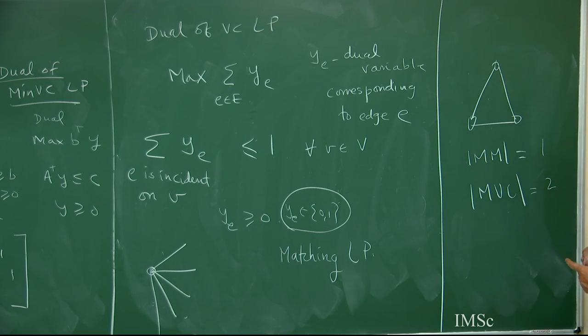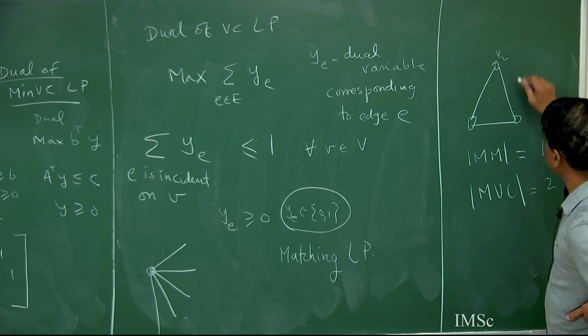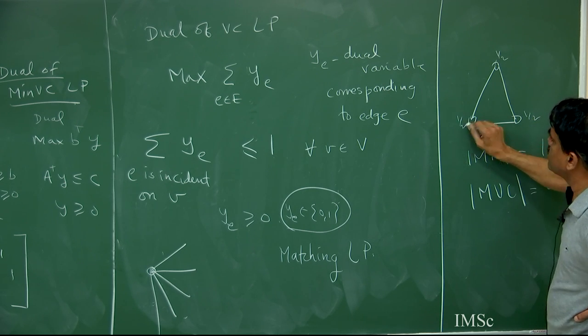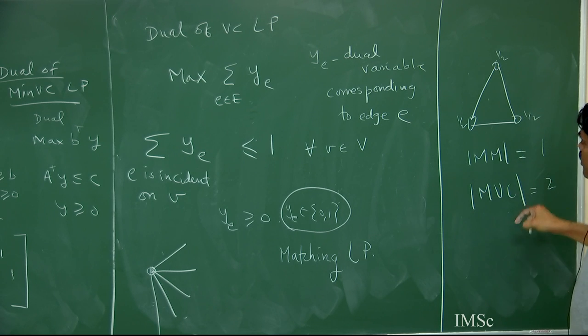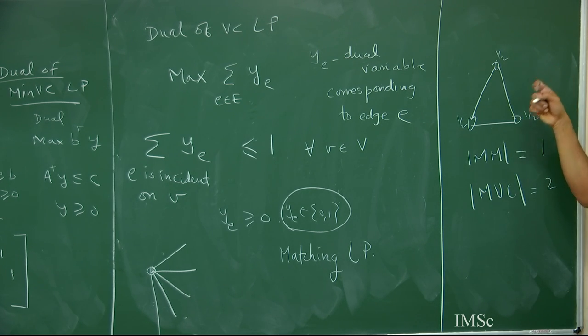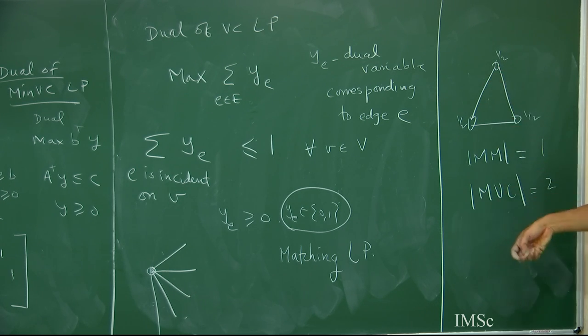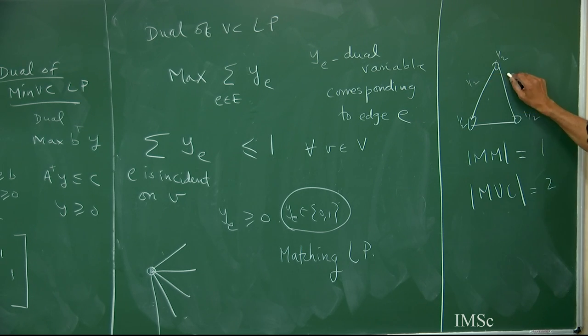values on the vertices, then I can put a half here, half here, half here for my vertex cover, and I get a 1.5 fractional vertex cover, because what is the constraint? For every edge, the sum of the endpoints is at least 1. And similarly for matching, I can say half here, half here, half here, and get for every vertex the sum of the edges incident on it, the fractional values sum to at most 1.